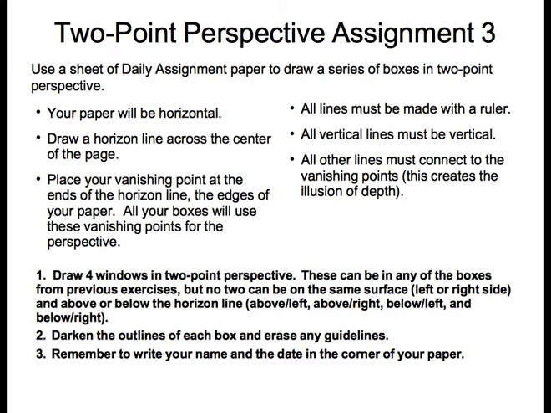You're going to draw 4 windows in 2-point perspective. These can be in any of the boxes from previous exercises, but no 2 can be on the same surface, that's the left or right side, and above or below the horizon line. That is, above on the left side, above on the right side, below on the left side, and below on the right side. Darken the outlines of each box and window and erase any guidelines, and put your name and date on the corner of your paper. Good luck.